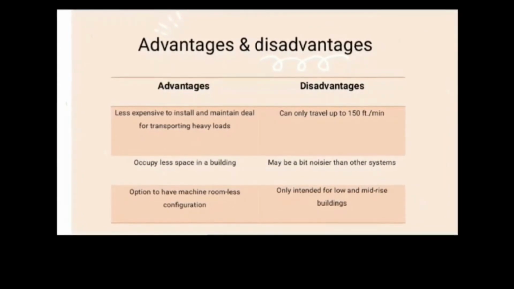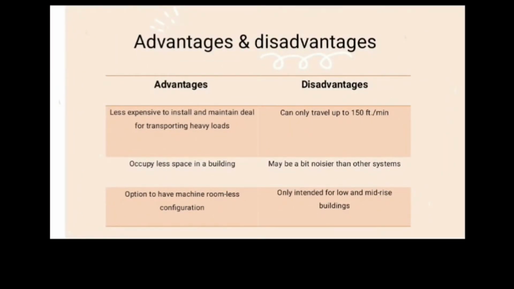For the hydraulic elevator, there are 3 advantages and 3 disadvantages. The first advantage is that this elevator is less expensive to install and maintain, and is suitable for transporting heavy loads. It will also occupy less space in a building, and there is an option to have a machine roomless configuration. For the disadvantages, a hydraulic elevator can only travel up to 150 feet per minute, and it can be a bit noisier than other systems. This hydraulic elevator is also intended for low and mid-rise buildings, as it cannot travel in a high building due to the system.